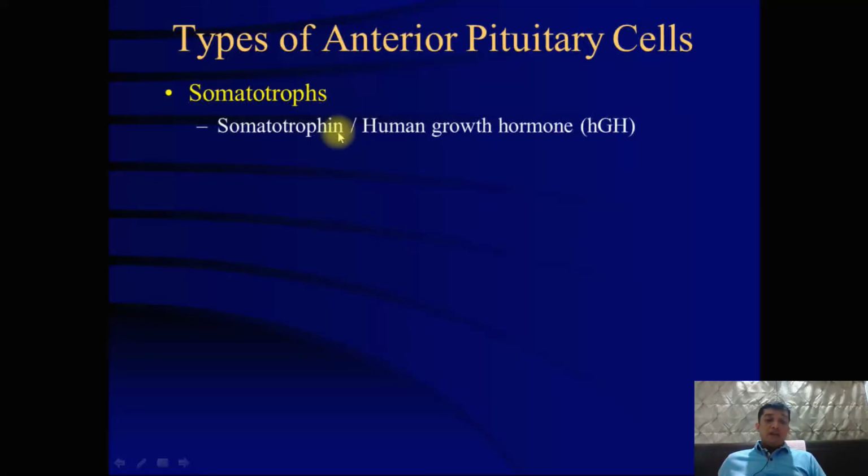The hormone from the hypothalamus which stimulates somatotrophin, that is GHRH, can be called somatokinin because it stimulates somatotrophin. Similarly, the one which inhibits somatotrophin, that is GHIH, is called somatostatin because it inhibits the release of somatotrophin, right? So this is regarding the somatotroph.